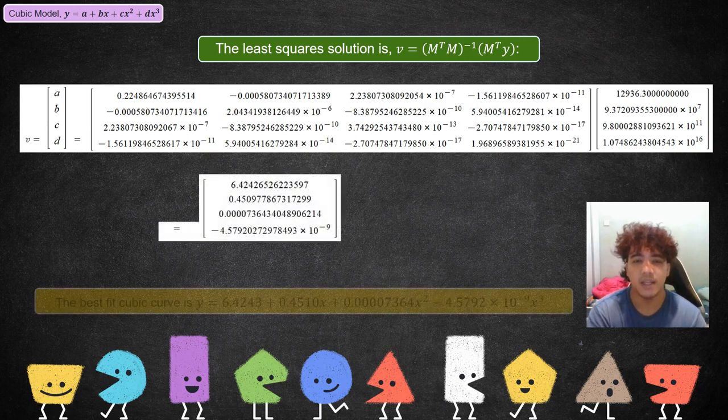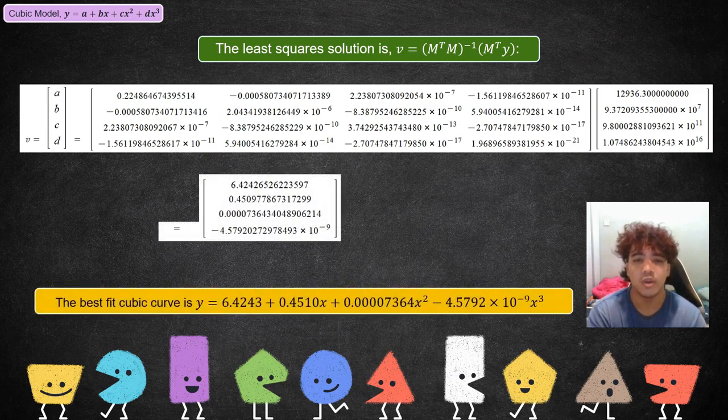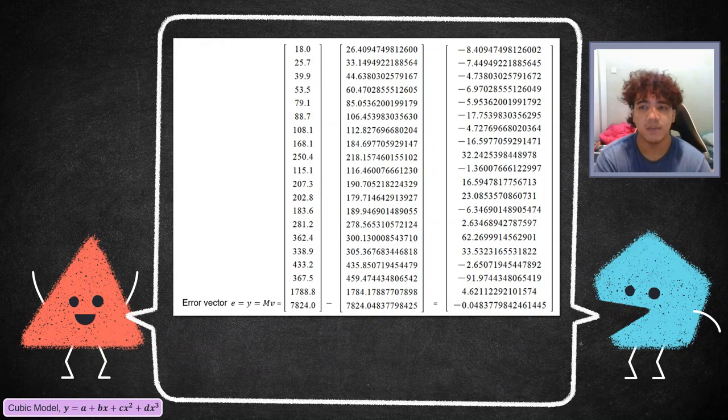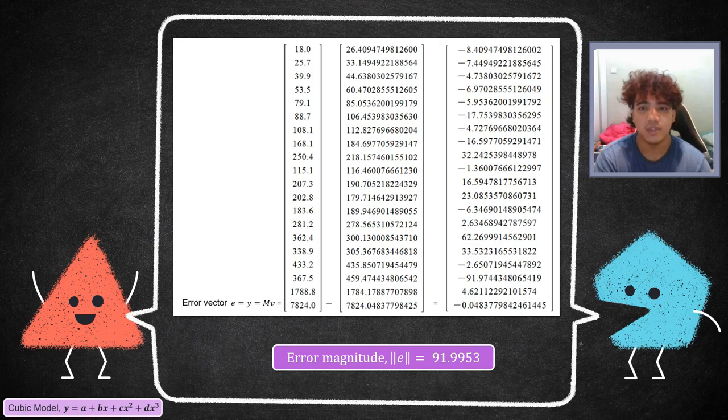So we get the best fit curve as y equal to 6.4148 plus 0.4510x plus 0.000732x squared minus 4.578 times 10 to the power of negative 9 x cubed. The next is the error vector. So E equal to y minus MV. So we get the magnitude of the error vector equal to 91.9952655497357.